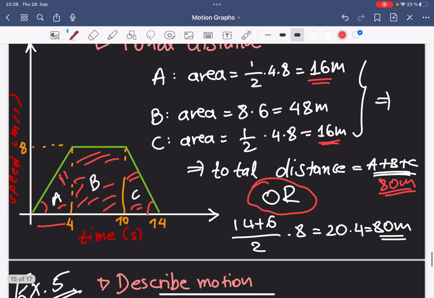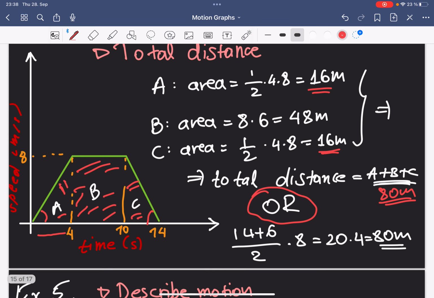Now, someone might argue, I can see one shape here, and this shape is a trapezium. If you know from geometry how to calculate the area of a trapezium, it's the large base, so in this case 14 seconds, plus the small base, which is the length between 4 and 10, so 6 seconds, times the height, 8, divided by 2, and this would give you, no surprise, the same result. So choose one of the two methods. If you have the time, do both and double check that you get the same exact result.